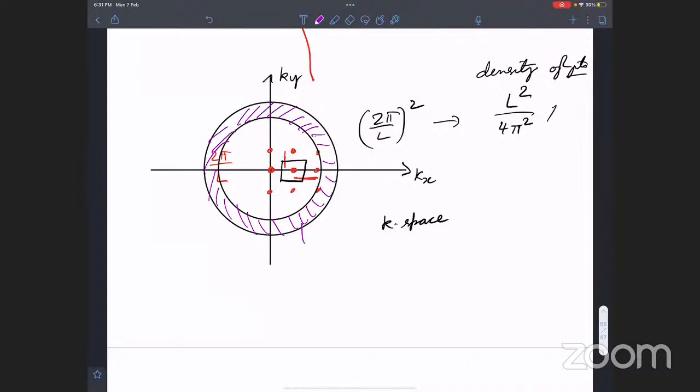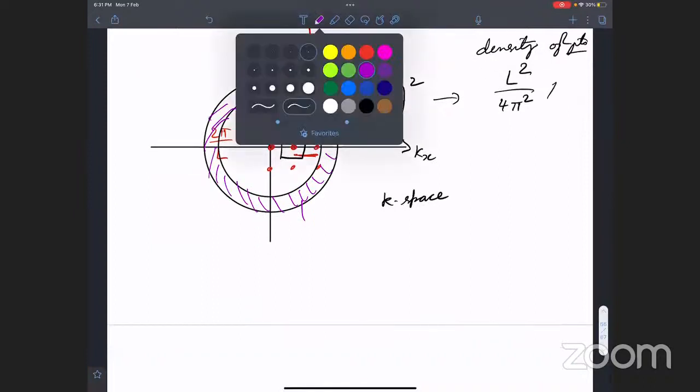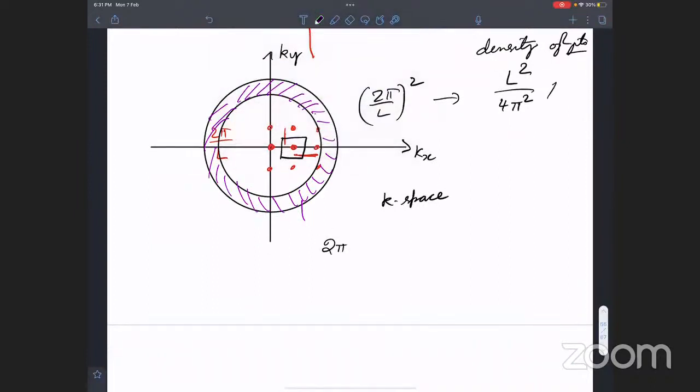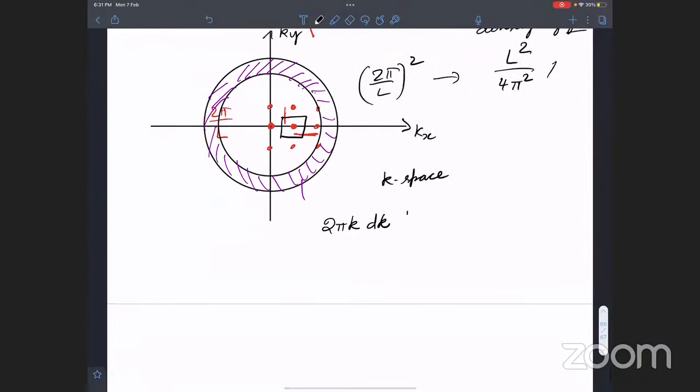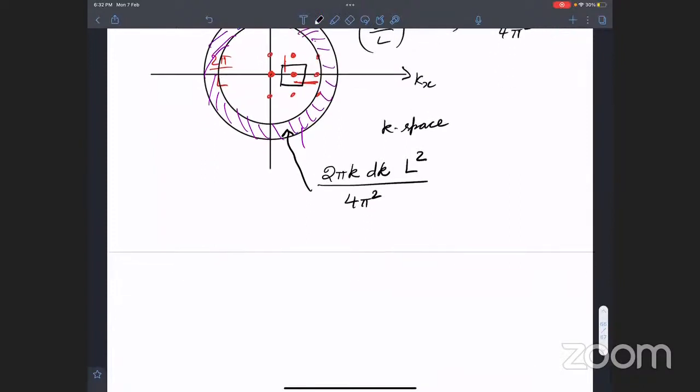What is the area of this region? That area of that region is 2π k times dk. And I already wrote the density, so I'm going to multiply by L squared by 4π squared. This is the number of allowed points within this annulus. So this is my g(k) multiplied by dk. You can even say g2D(k) dk is given by this.